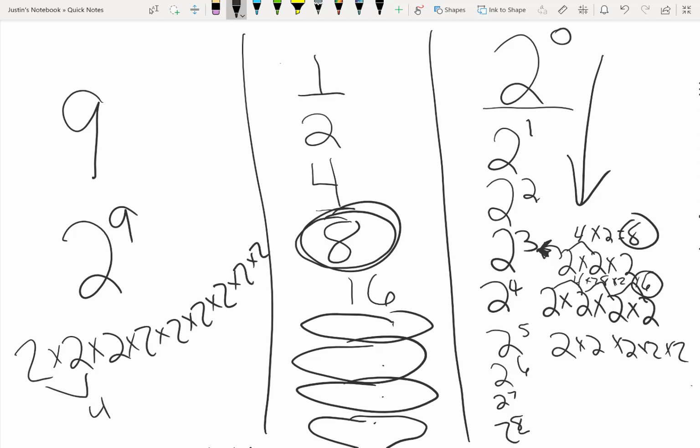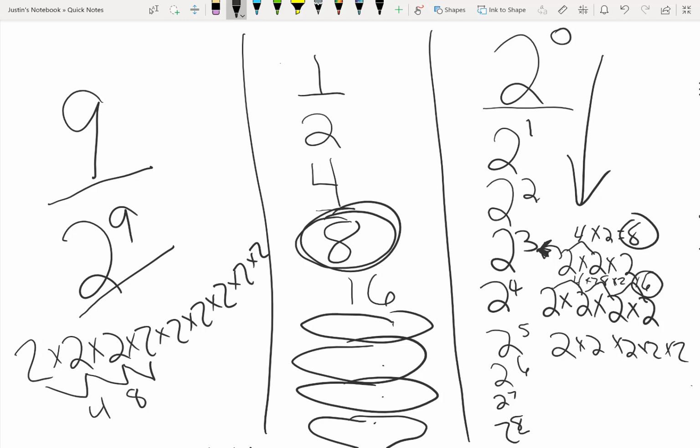2 times 2 is 4. 4 times 2 is 8. And you would keep on multiplying each of those numbers by 2. So that's what you would write. You can multiply, it would be 9 folds, and it'd be 2 to the 9th power, meaning that you would just multiply 2 times 2 9 times.